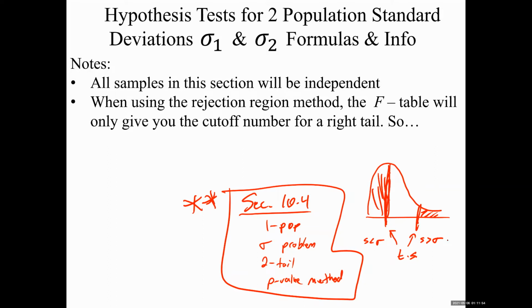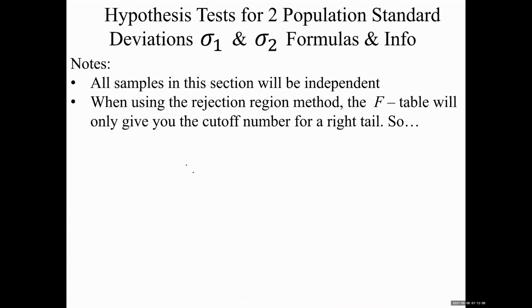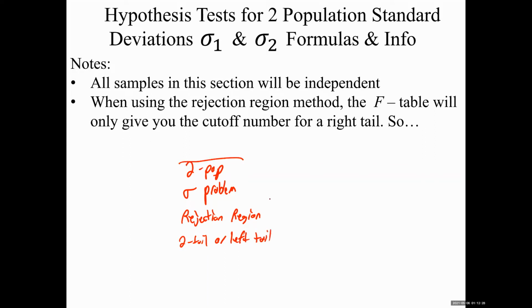Now we're going to see 1 or 2 more weird situations. It again has to do with standard deviation problems, but now it's a 2 population standard deviation problem. There are kind of 2, but we're just going to talk about basically 1 for now. The other weird situation is a 2 population sigma problem, rejection region method instead of the p-value method, and two-tail or left tail. There's a third weird situation we'll see at the very end today, but it's not that weird. This one's a little bit weirder.